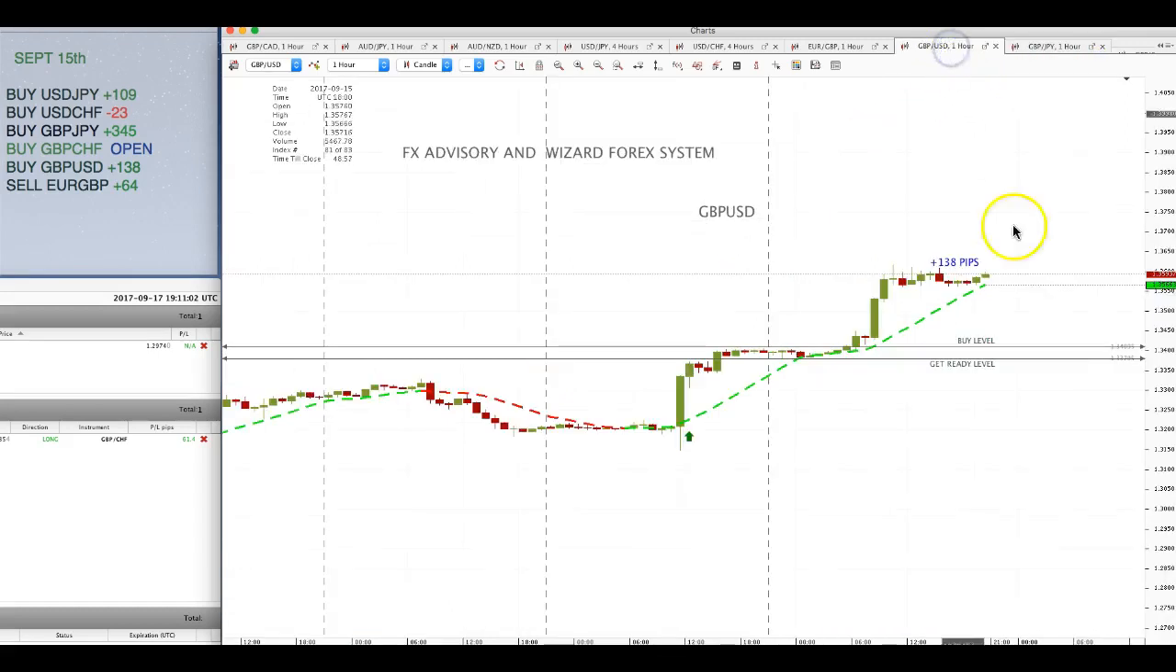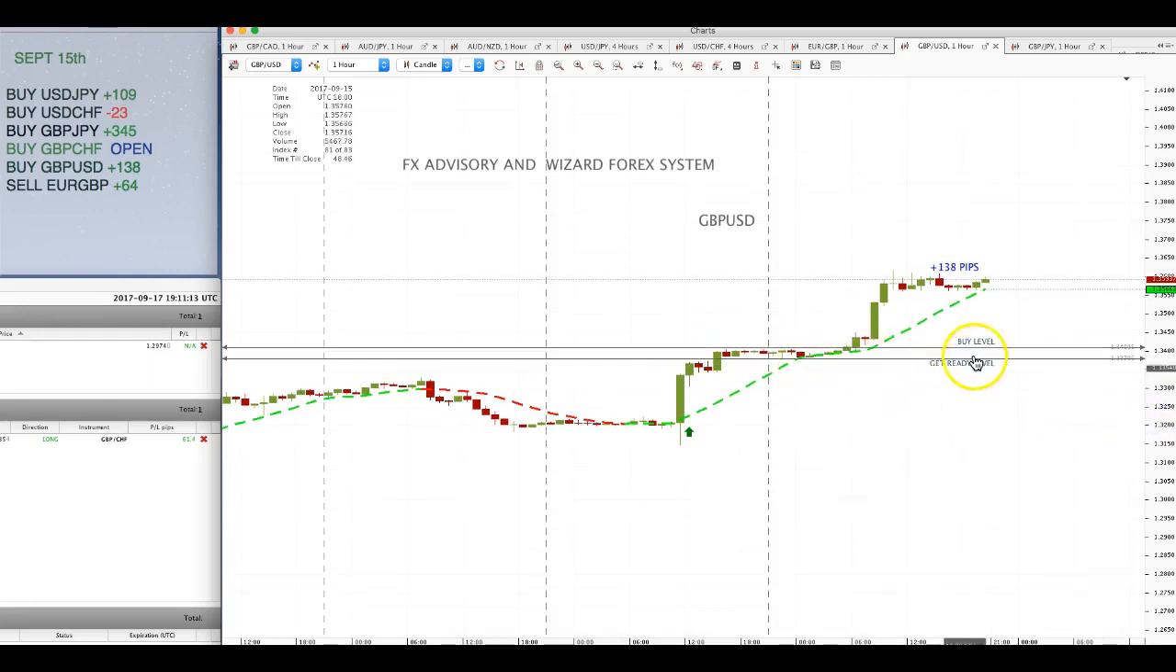The other one, pound dollar, same thing. The wizard gave us a signal to buy. I didn't take this trade. I was waiting for a pullback, and then the advisory indicator took over. There was a buy signal here, and that was the trade that was taken.